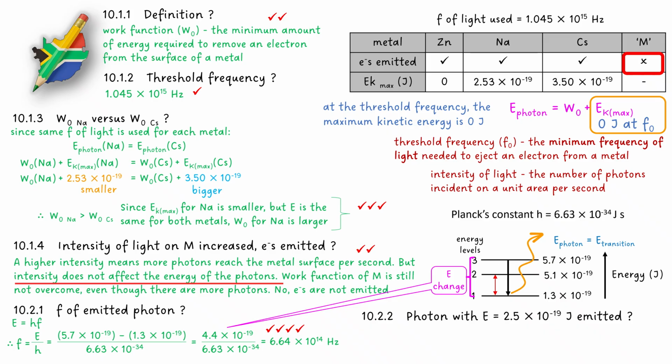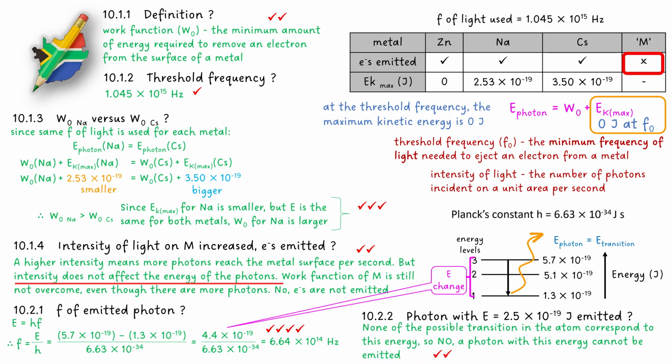Likewise, a transition between energy levels 2 and 1 will not give a difference equal to 2.5 times 10 to the minus 19 joules. So none of the possible transitions in this atom, that is, from energy level 3 to 1, or 3 to 2, or 2 to 1, will correspond to this energy. So no, a photon with this energy cannot be emitted.